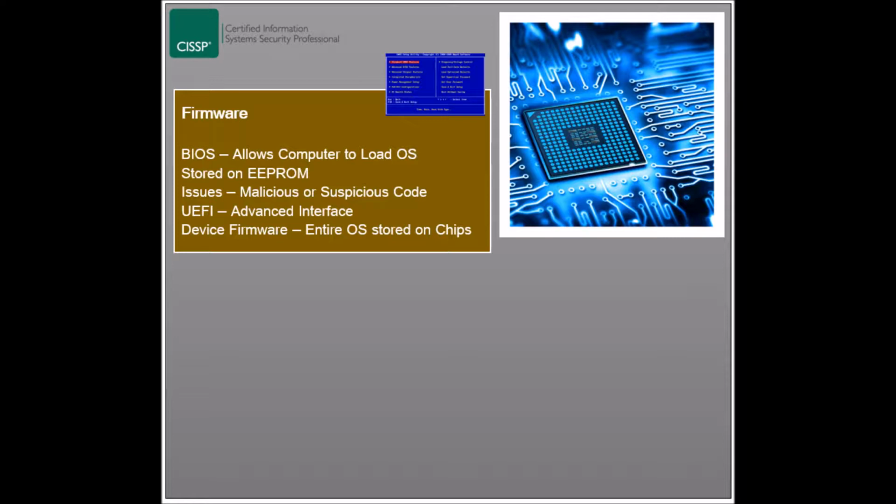Most manufacturers have replaced the BIOS with Unified Extensible Firmware Interface, which acts as an advanced interface between the hardware and operating system, while maintaining support for the legacy BIOS. The second type of firmware is the device firmware, which can be found in printers and modems, where their entire operating systems are stored on firmware chips.